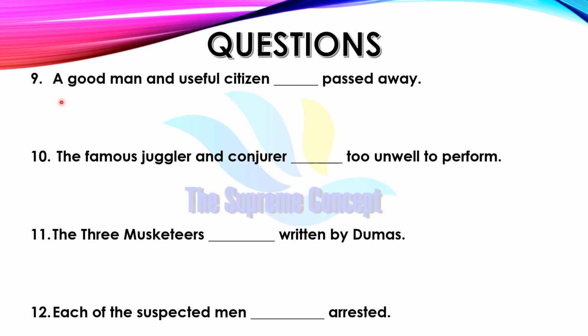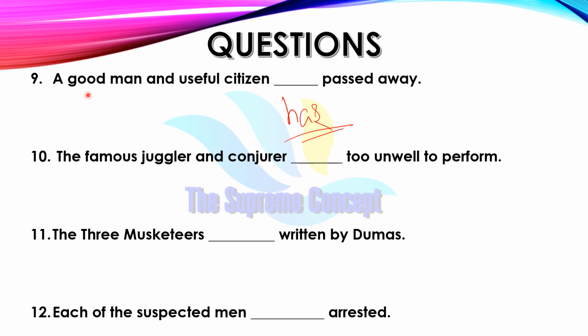Answer question number 9. A good man and useful citizen dash passed away. Now it's your time to answer this question. Yes, you can pause and mark your answer. All right, see, your answer will be "has". Okay, a good man and useful citizen has passed away.